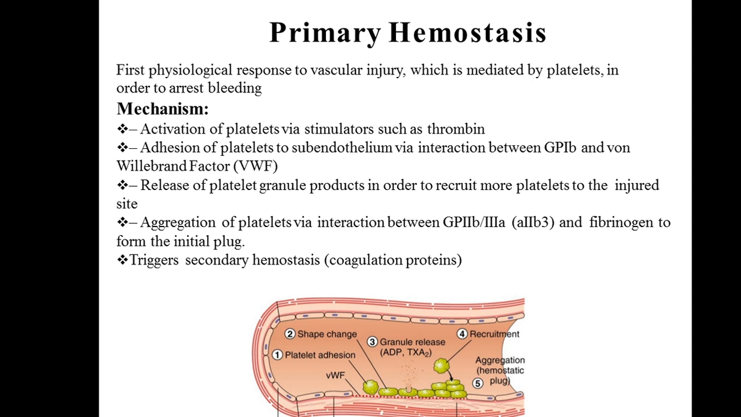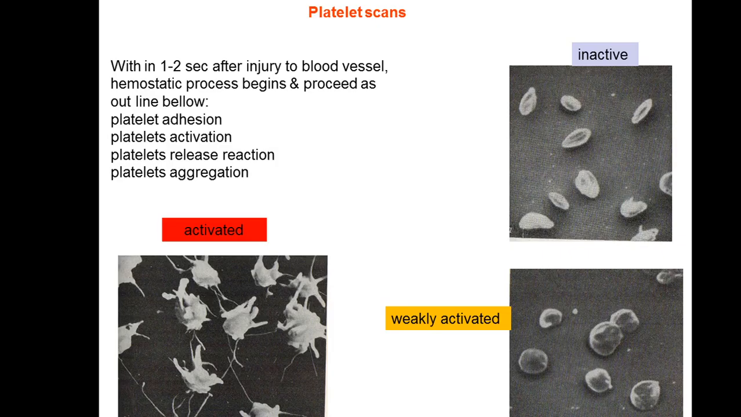The mechanism of primary hemostasis is activation of platelets via stimulation such as thrombin, and then adhesion of platelets to subendothelium via interaction between glycoprotein 1b and von Willebrand factor, release of platelet granule products in order to recruit more platelets to the injured site, aggregation of platelets via interaction between glycoprotein 2b and 3a and fibrinogen to form the initial plaque, and also triggers secondary hemostasis or coagulation proteins.